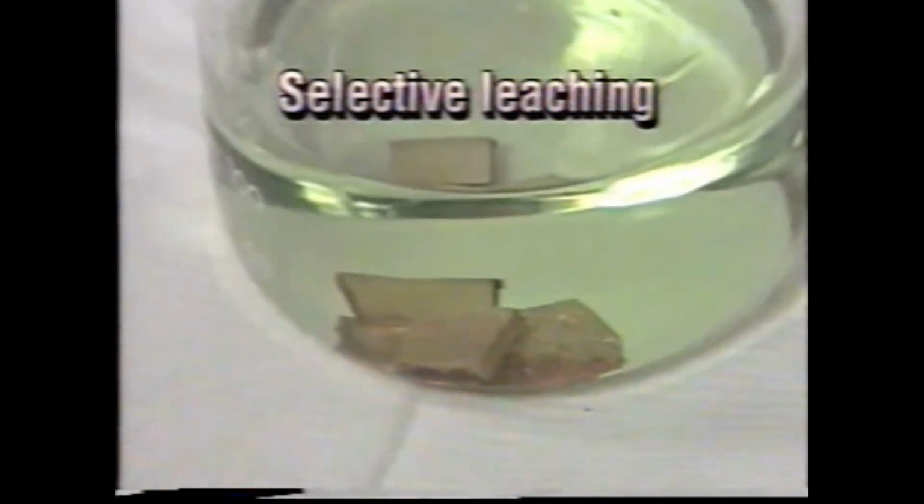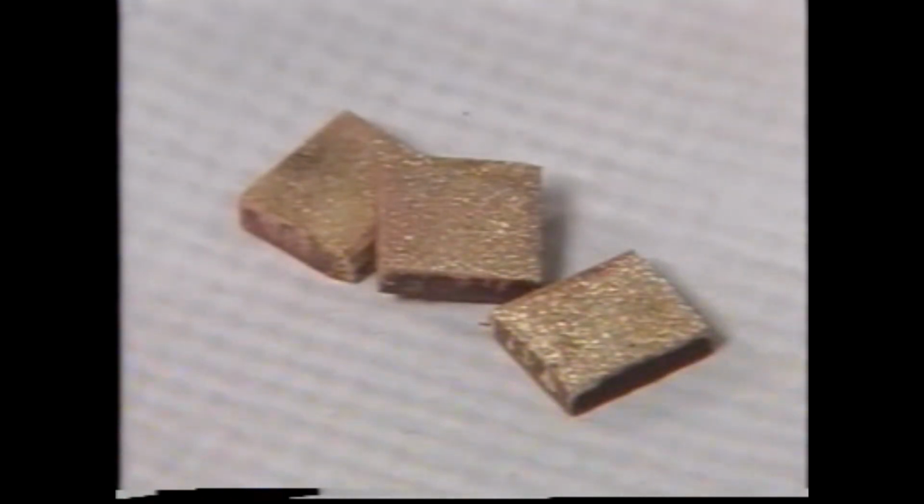Selective leaching is also called parting corrosion. It is the removal of an element from an alloy by corrosion. The most common example of selective leaching is dezincification, the selective removal of zinc from brass, which is of course an alloy of zinc and copper.